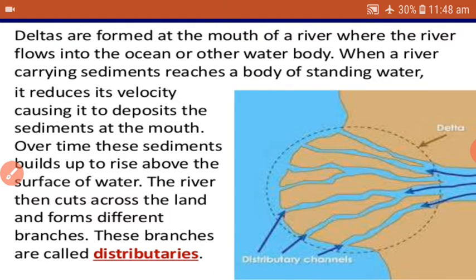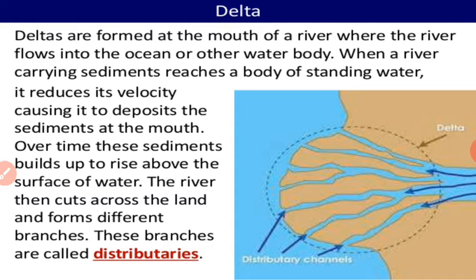So these are all distributary channels. They are a number of branches of the river, and they are all known as distributaries. When such things happen, they are known as deltas. So this is the part which we know as a delta, we have already studied. This is how the deltas are formed at the mouth of a river, where the river flows into the ocean or other water body.